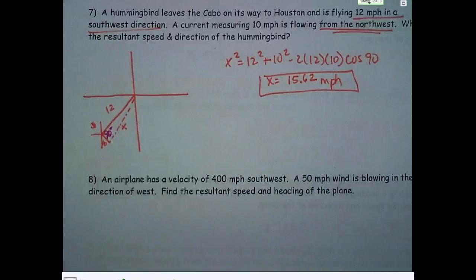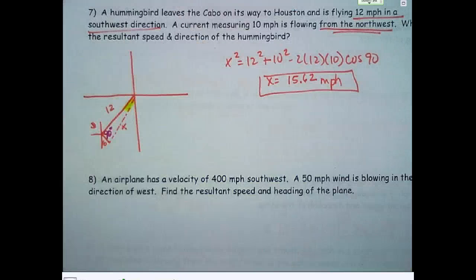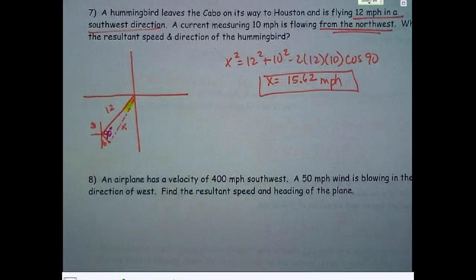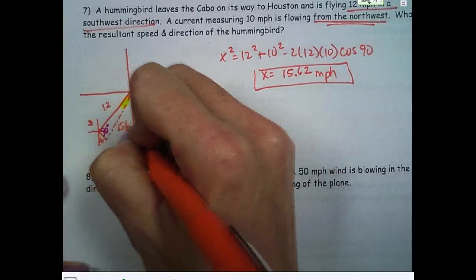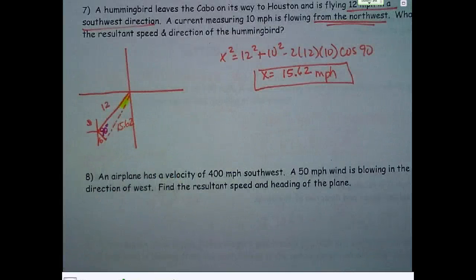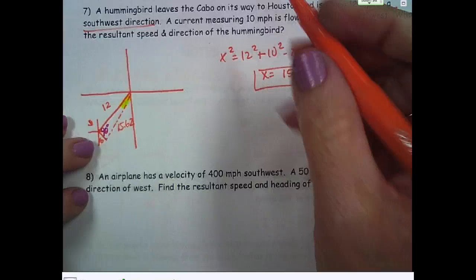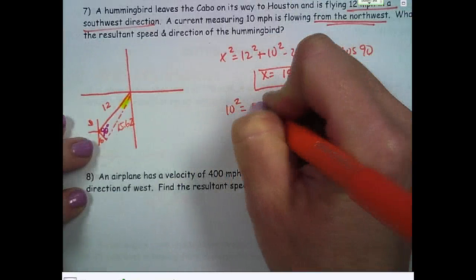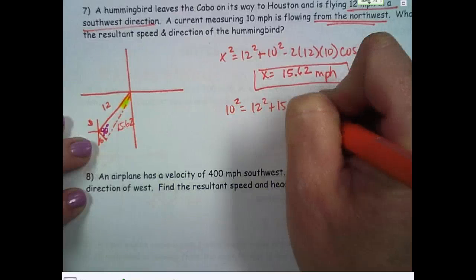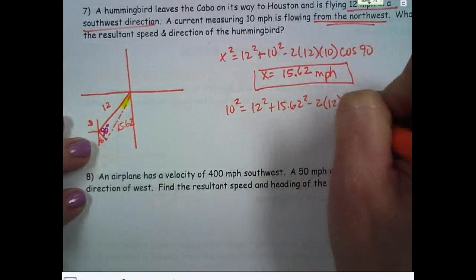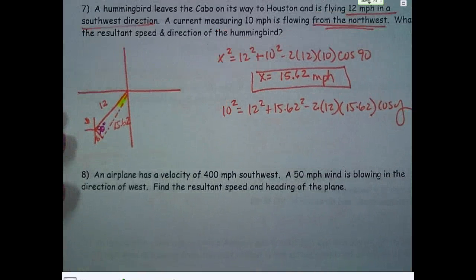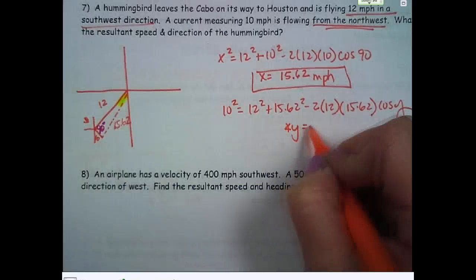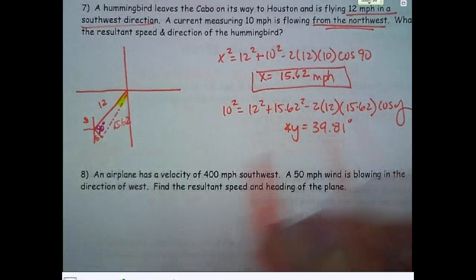Okay, what's my next step every time, guys? Find the angle right here. I'm going to erase my x and put the bird speed, 15.62. And remember, you always start log cosine with the side. So the side across from the highlighted angle is 10. And angle y is 39. That is not my answer. You can look at that. That's not 39 degrees.